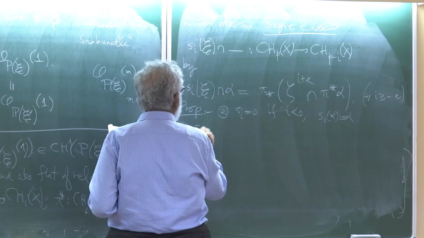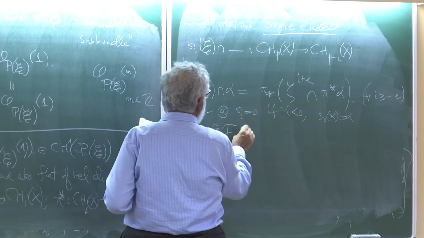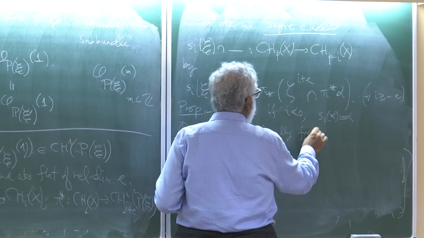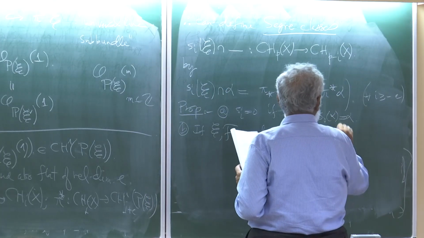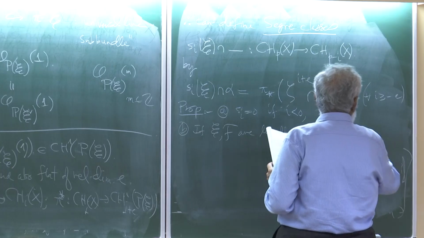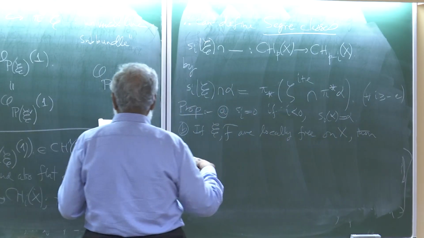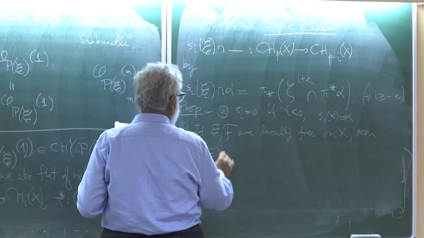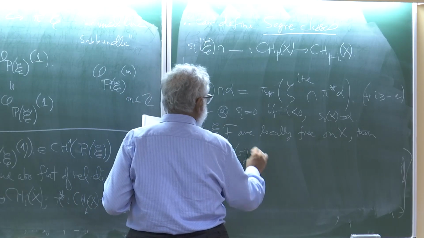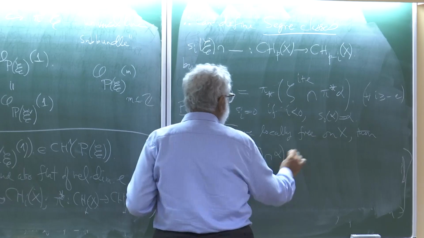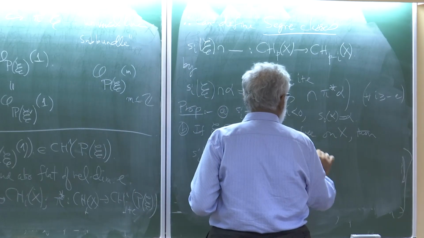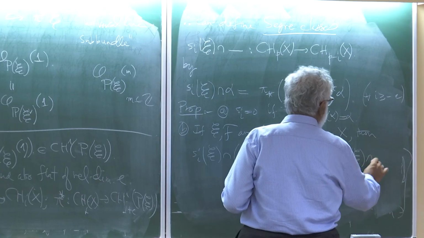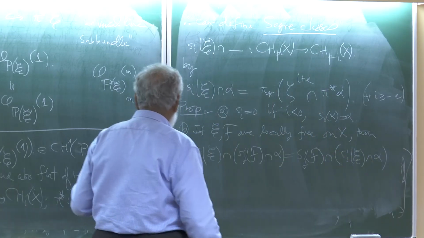Next, if E, F are locally free on X, then there's a commutativity, associativity formula: S_i E cap S_j F cap alpha equals S_j F cap S_i E cap alpha.